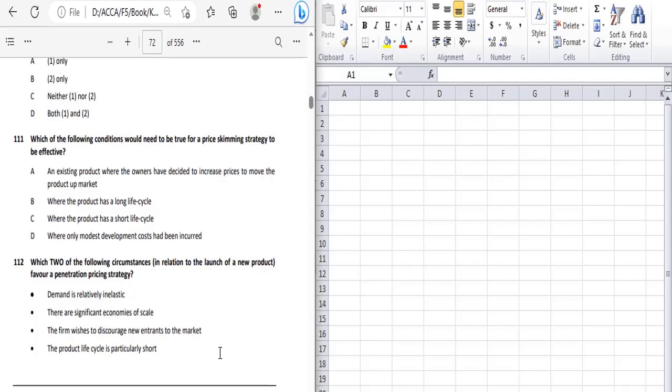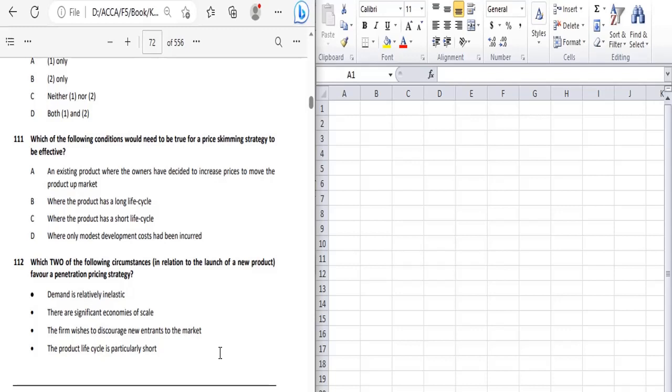So, which of the following conditions will be true? Again, the book gives some conditions where a market skimming strategy will be useful, so I must tell you to read the book. I will explain. The first is where your product is new and different from others, and where there is little competition, so you can use the market skimming strategy. The second is when the product has a short life cycle.